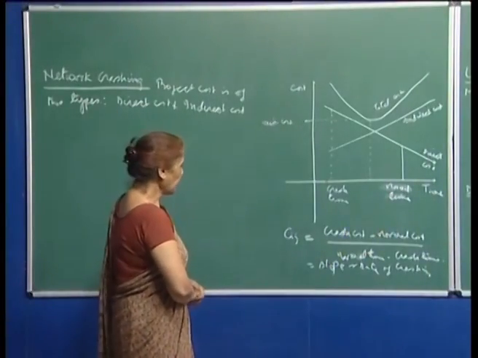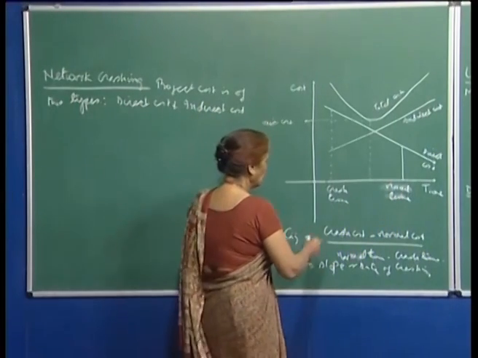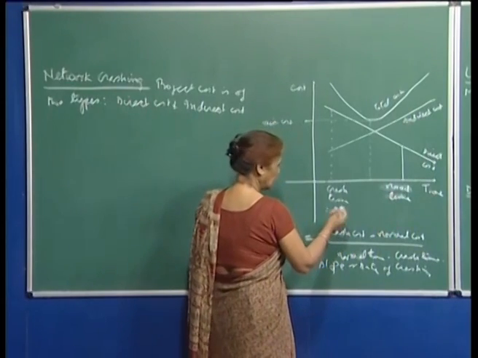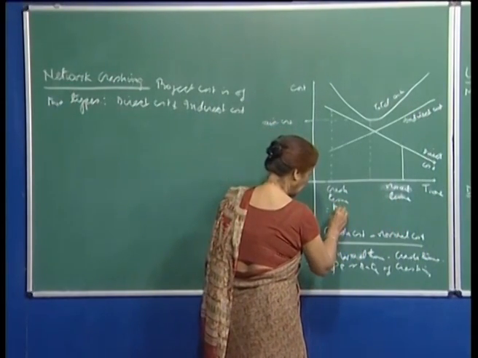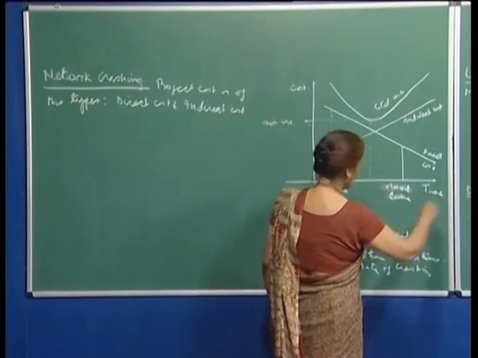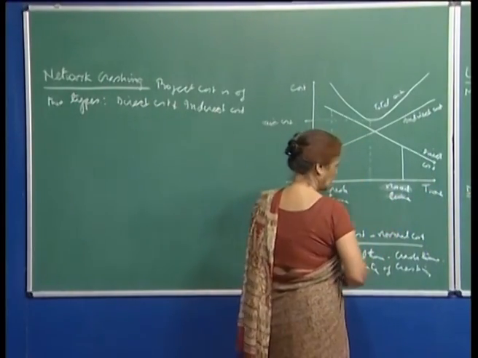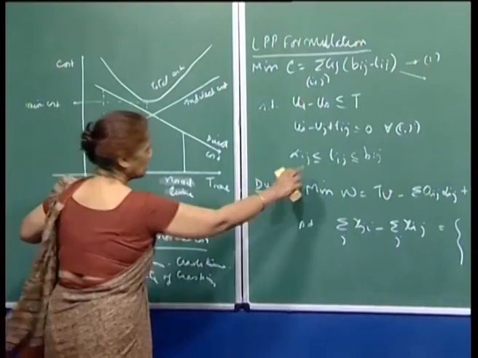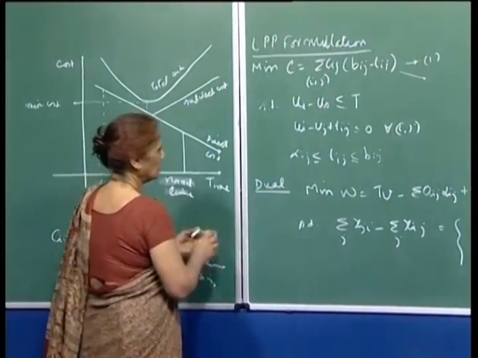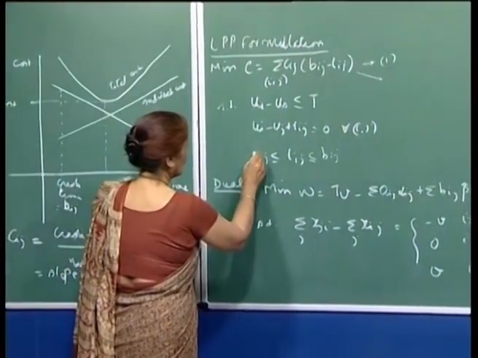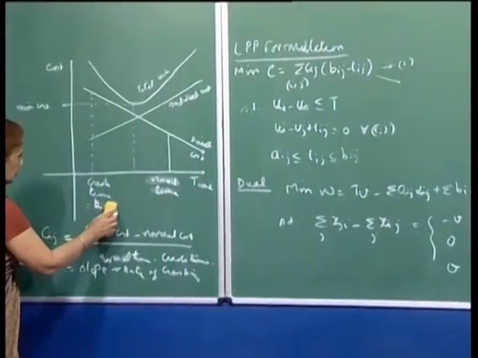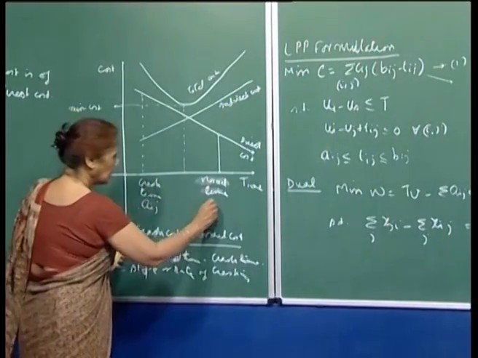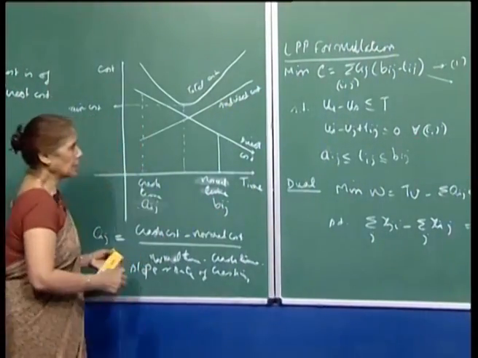Once we have this, let me denote this time by aij. Sorry, let me denote this by bij. Oh no, this is aij. Okay, because tij is greater than or equal to aij. So, the crash time we denote by aij for activity ij, and this is bij, the normal time, right.